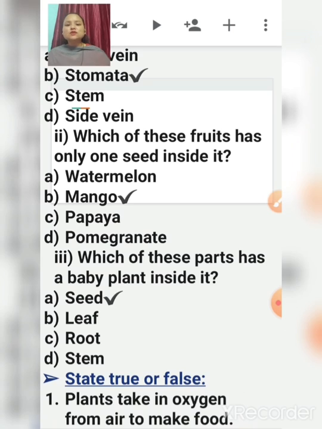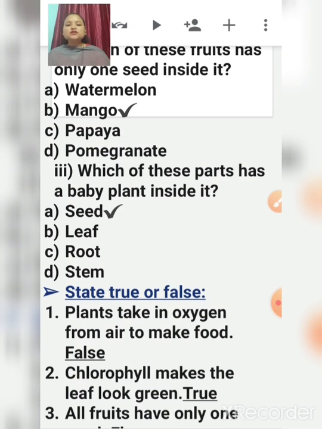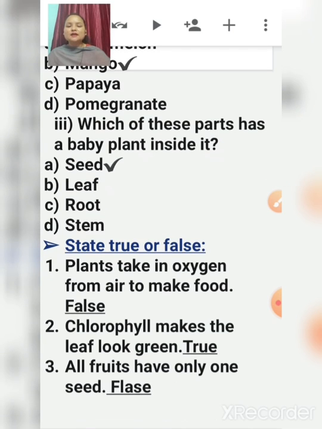Which of these fruits has only one seed inside it? Yes, mango. Mango is the fruit which has only one seed inside it. Which of these parts has a baby plant inside it? Seed, leaf, root, stem. Seed has a baby plant inside it. And when it falls on the ground and gets the proper amount of air, water and warmth, it turns into a plant.